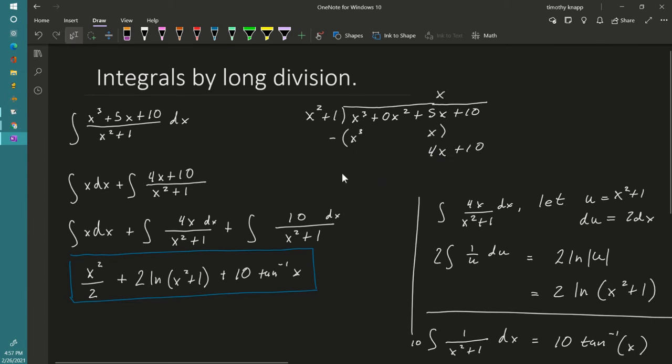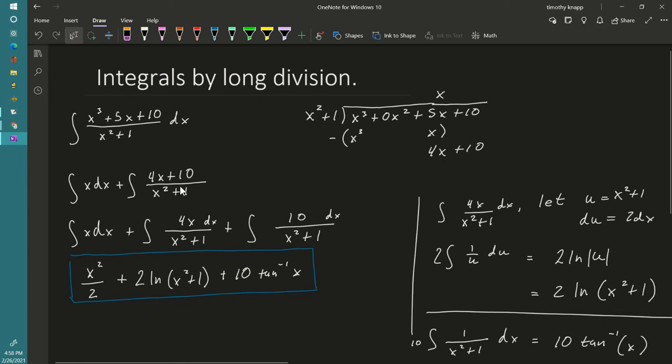Now, since this result is a lower degree than this, I'm finished. If it's the same degree, I would keep going, but since it's a lower degree, I'm finished. So now this is that x, okay? And I'm going to add to it, because this whole thing is positive, this remainder here divided by the old denominator over there. So the old denominator goes here. Your quotient ends up going here, and your remainder ends up going right there.